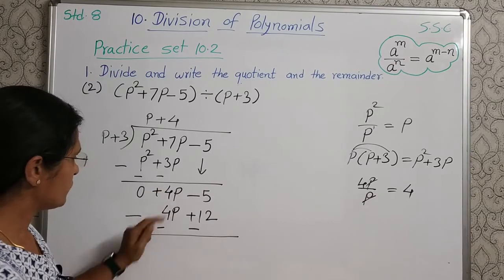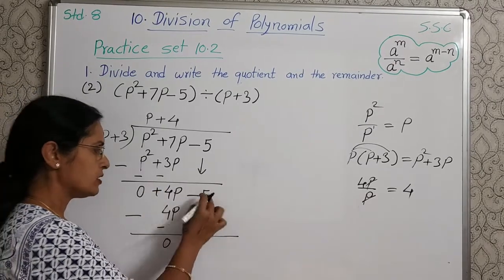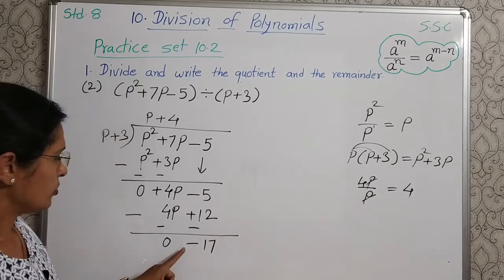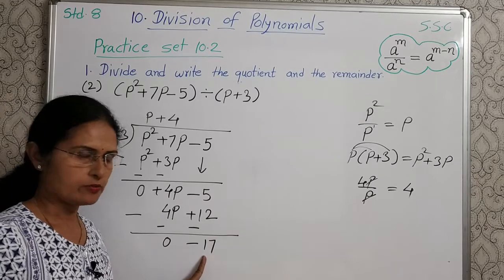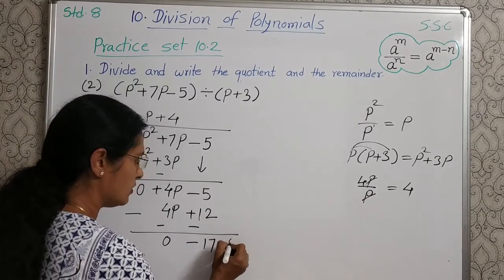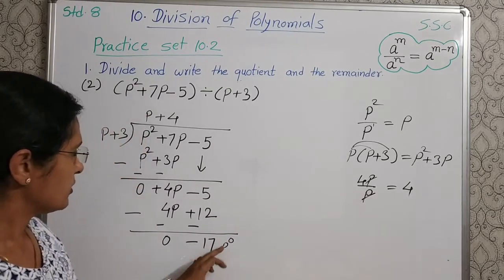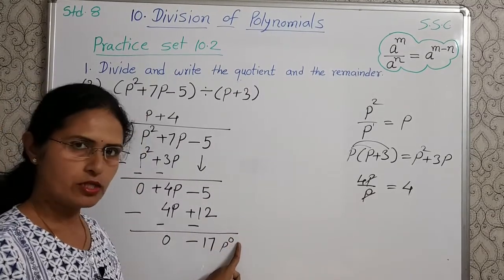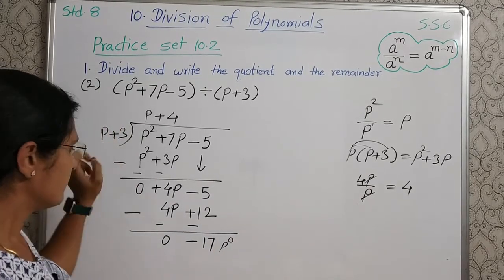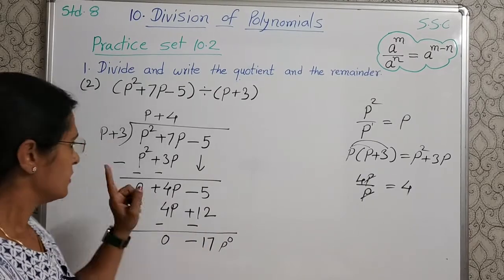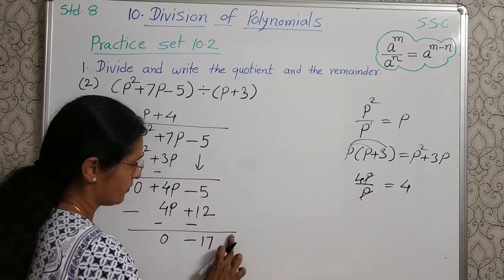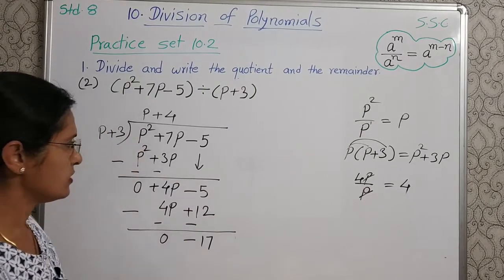Solve. 4p minus 4p is 0. Minus 5 and minus 12 is minus 17. Now here the remainder is minus 17. If you write here the variable p, the index will be 0. So here the degree of this remainder is 0, which is less than the degree of the divisor. So whenever the degree of the remainder is less than the degree of the divisor, the division ends here, and therefore the remainder is minus 17.